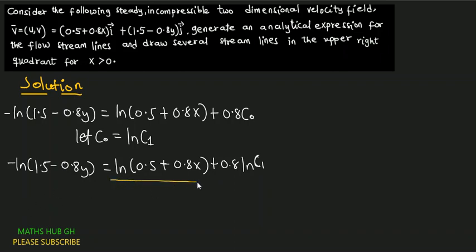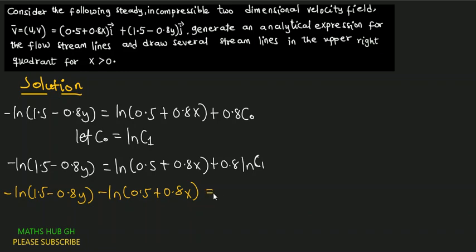Let's take this term here to the left hand side. So you are going to have minus ln of 1.5 minus 0.8y, minus ln of 0.5 plus 0.8x, then that will be equal to 0.8 ln of C1.